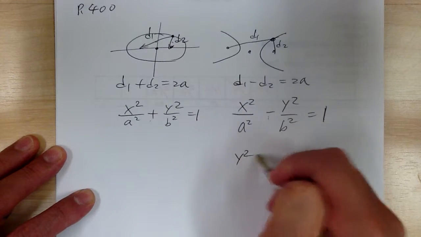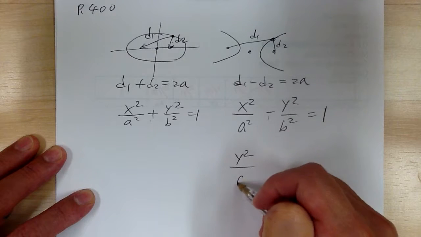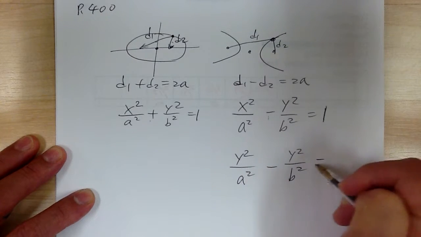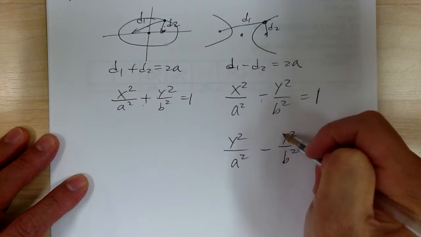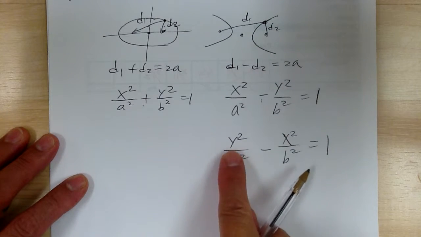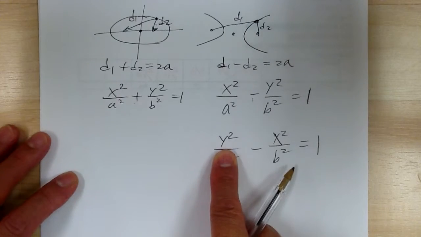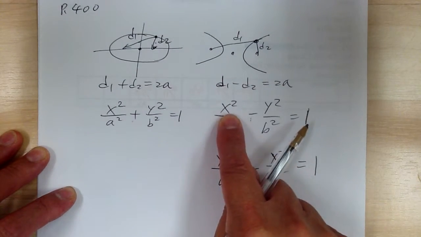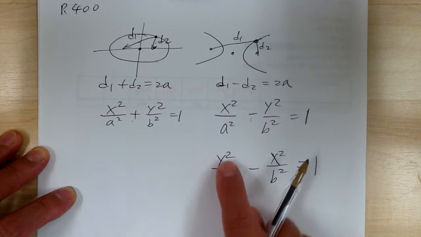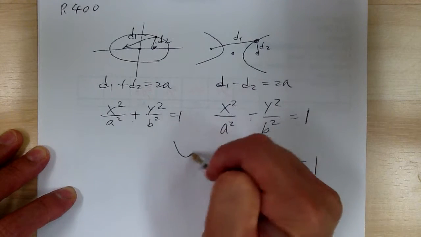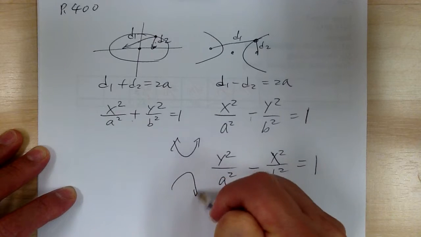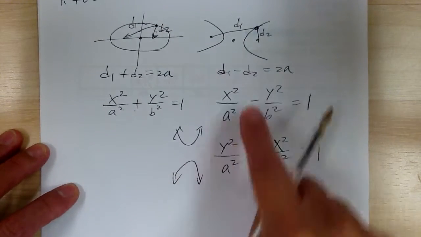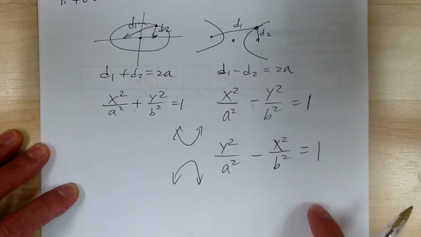Now, if you have y squared over a squared minus x squared over b squared equals 1, whichever letter comes first is the direction of the hyperbola. So if it opens in the x direction, that's when x comes first. For this kind of situation, the y comes first, and the hyperbola goes in this direction. This is when y comes first, and this is when x comes first.